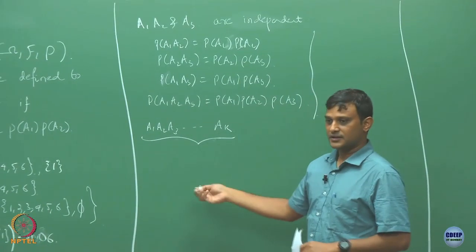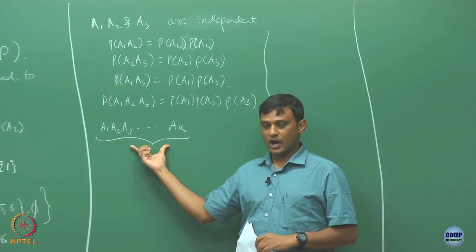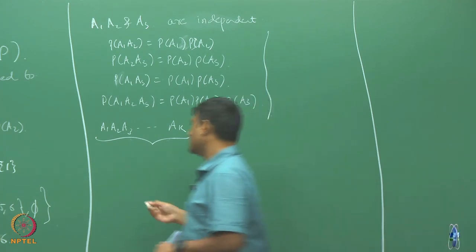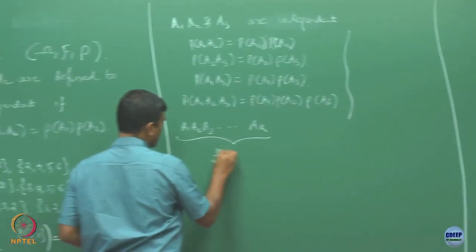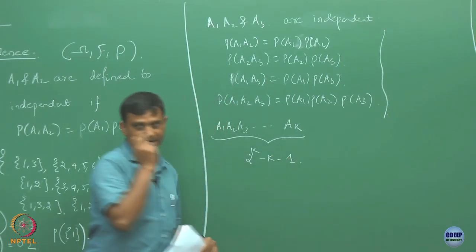how many conditions will be there? If I have to check the independence of these many events, how many conditions do you think you need to check? 2 to the power k minus k. Why 2 to the power k first?